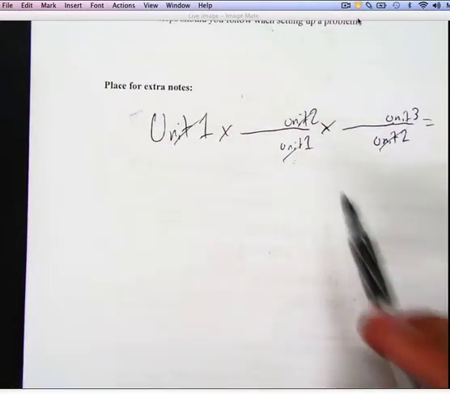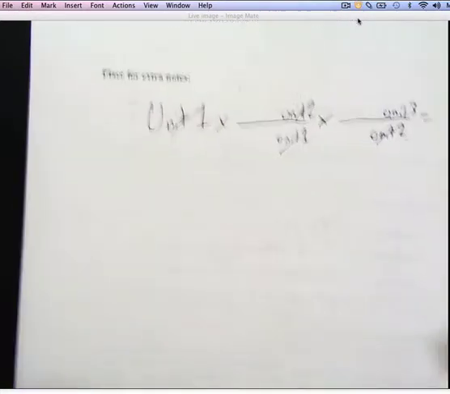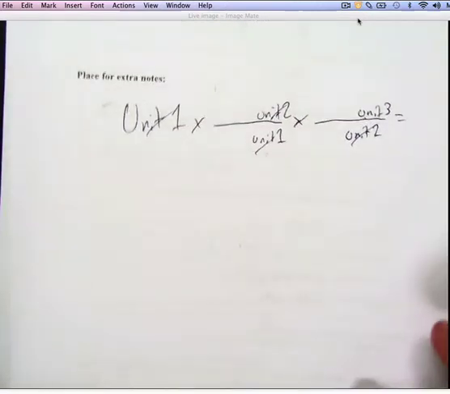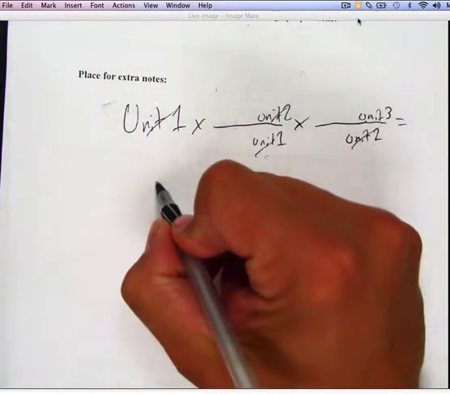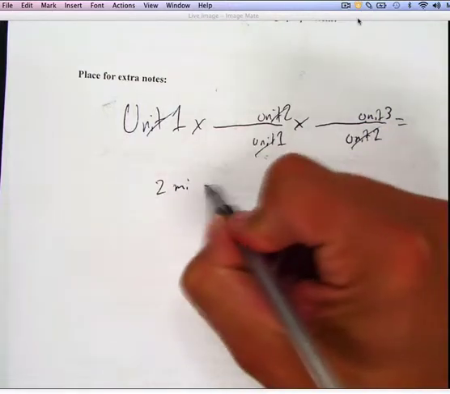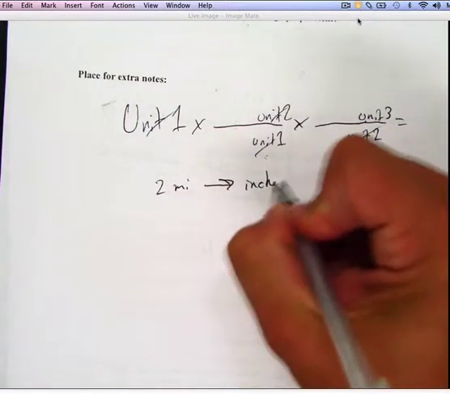You could do this for like 5, 6, 7 steps, depending on the process that you're going through. But this is a multi-step dimensional analysis problem. So it can go to 5 to 6. There's lots of them it can go to. So let's do one as an example. Let's say I have 2 miles, and I want to figure out how many inches I have.